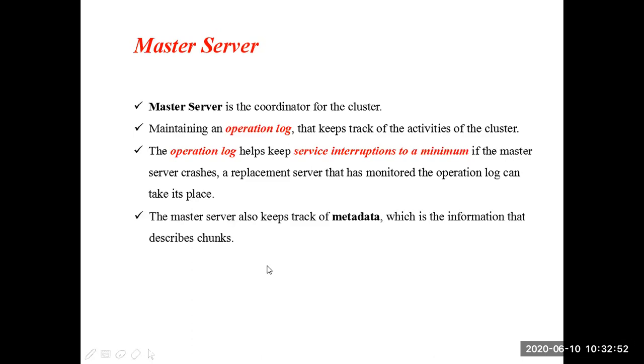Another important point about the master server is, along with the operation log, it has to maintain one more thing called metadata. The master server has to maintain another piece of information called the metadata. Guys, is it clear about the operation log? What is the use of this operation log? Now, another important duty of the master server is maintaining the metadata. What does this metadata contain?